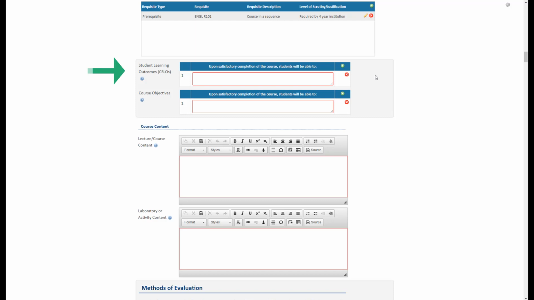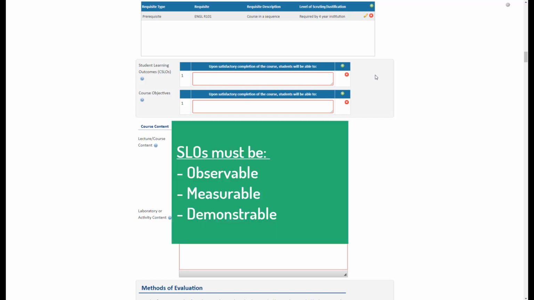Alright, so we left off on Student Learning Outcomes, also referred to as SLOs. Student Learning Outcomes are statements that specify what students will know, be able to do, or be able to demonstrate when they have completed or participated in a course.